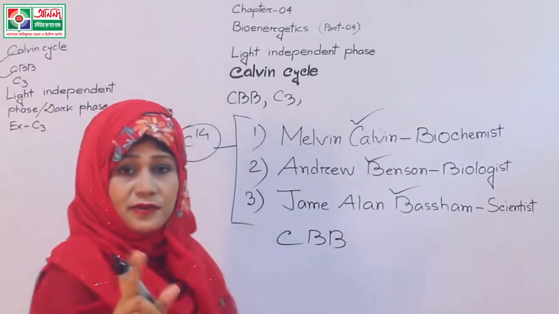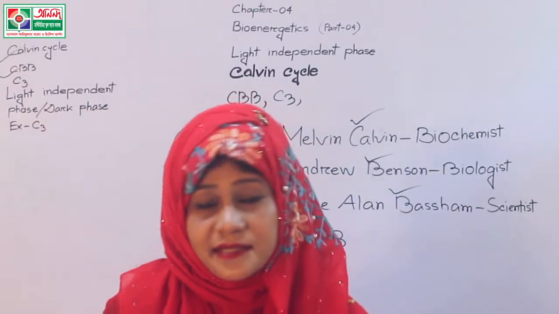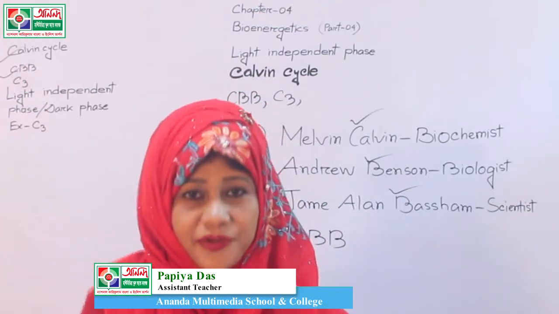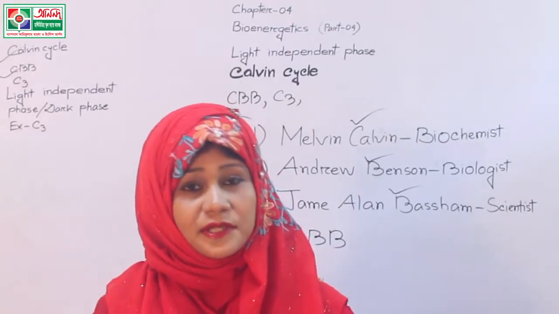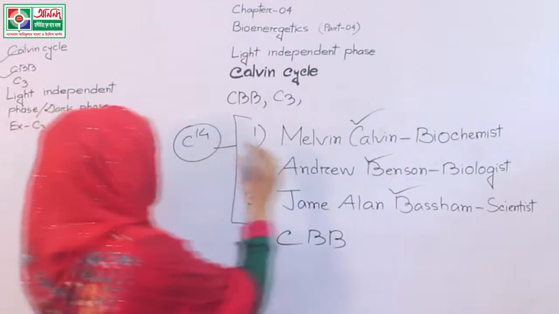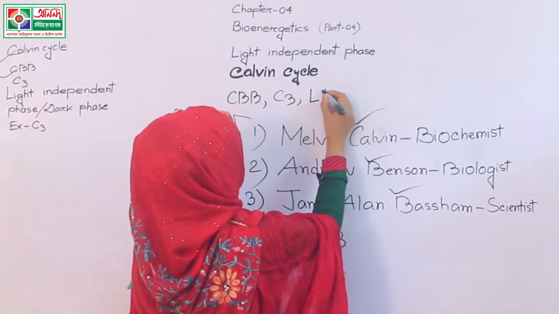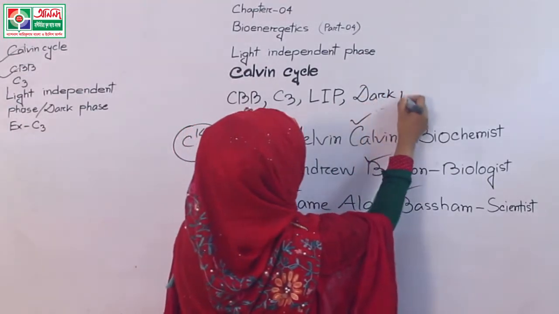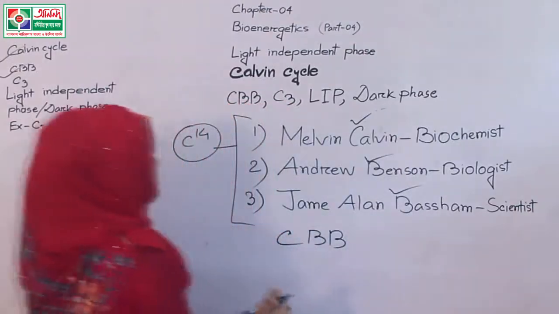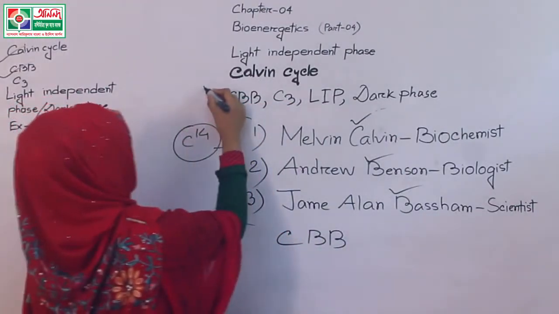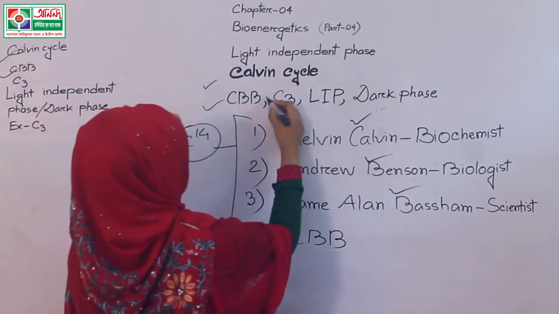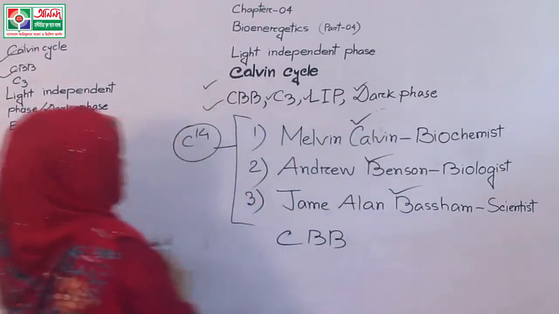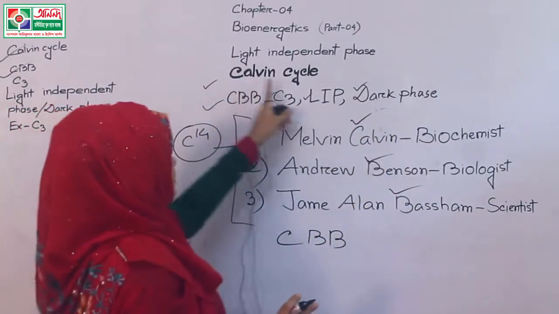Now we will also know another term for the Calvin cycle, and this is the light independent phase. That means no light is directly required, but this process can be carried out in presence of sunlight. That's why it is known as the light independent phase or the dark phase. So these all are the same: Calvin cycle, CBB cycle, C3 cycle, light independent phase and dark phase all denote the Calvin cycle.